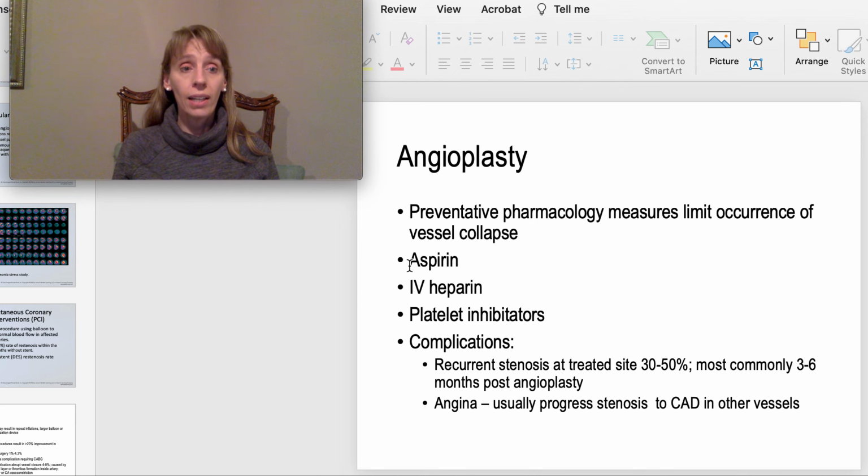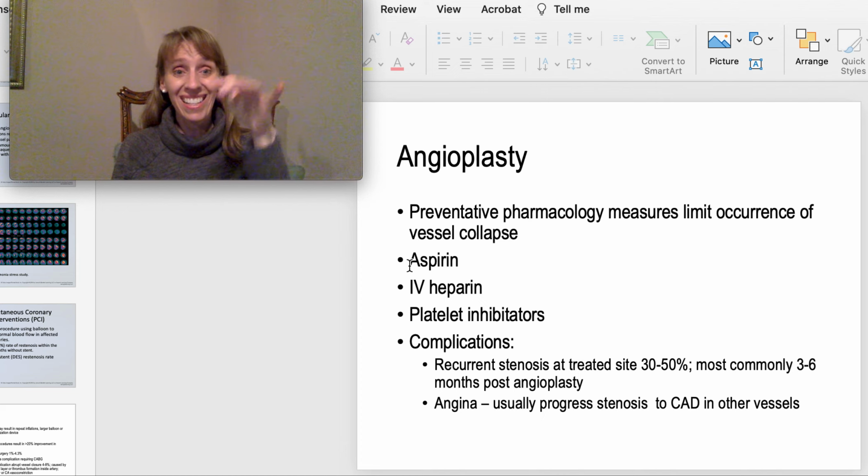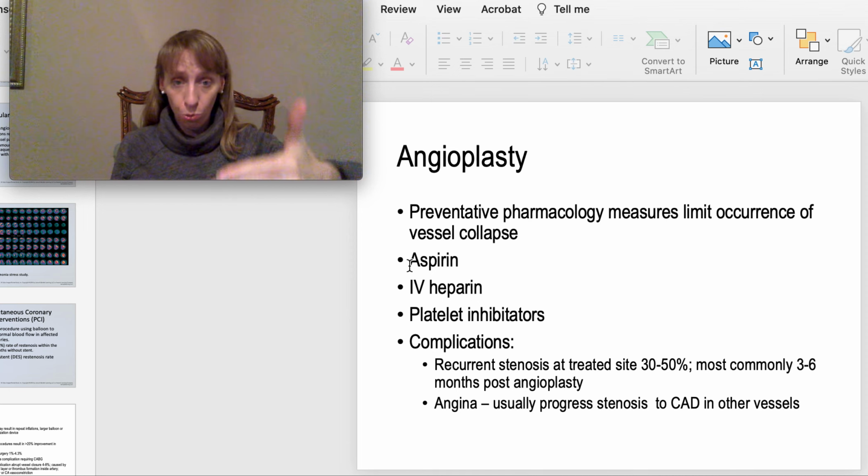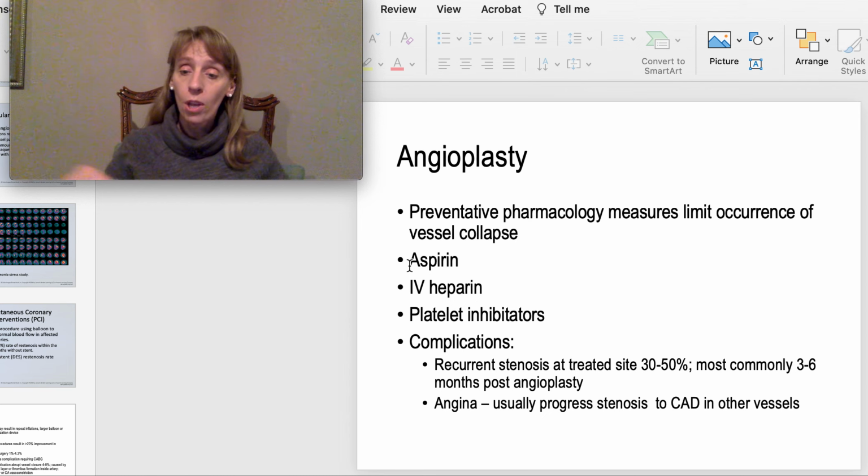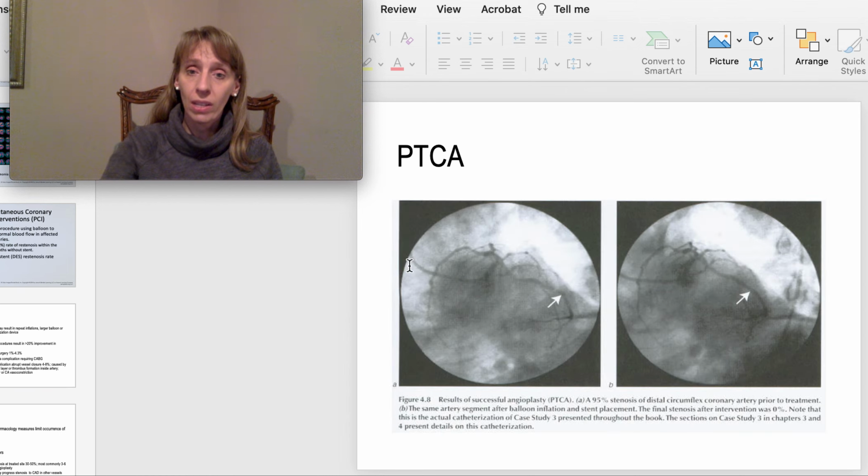So aspirin, IV heparin, antiplatelets, inhibitors, hoping to minimize the cells that could get mad at that foreign object that's in the body. So blood thinners are really going to be common. If it's going to reblock or if we're going to have recurrent stenosis, it's usually going to happen pretty quickly. Within the first couple of months is usually when it's going to happen.